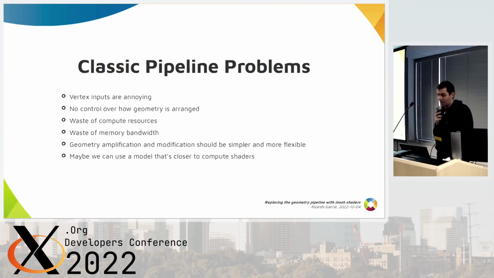So these are the problems that mesh shading tries to solve. Vertex inputs are a bit annoying to implement in drivers, and in some hardware they use specific fixed function units that may be a bottleneck in some cases, at least in theory.